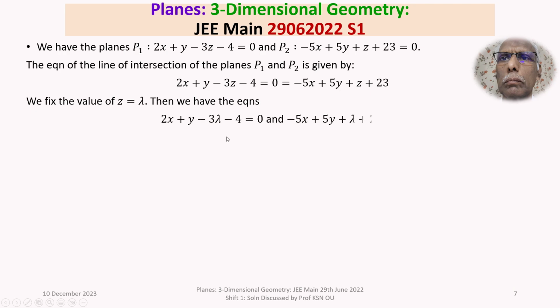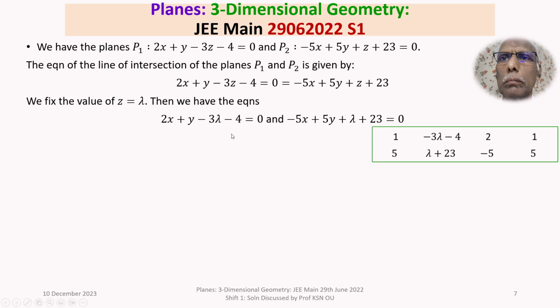Then you will get two equations in two unknowns, x and y, and we consider z equal to lambda as a particular value that we have put here. Now, two equations and two unknowns, and we apply the rule of cross multiplication. Now write down the coefficient of y, 1, the coefficient and the constant of minus 3 lambda minus 4, and the coefficient of x, 2, and the coefficient of y, that is 1.